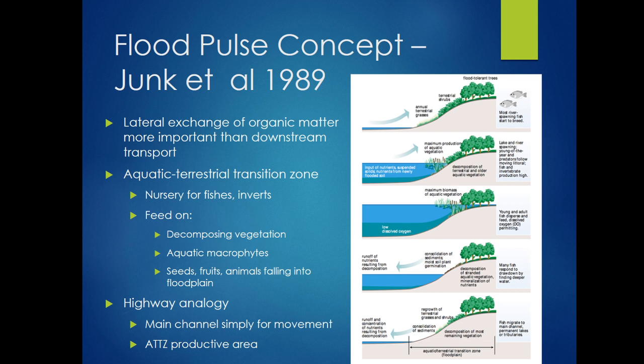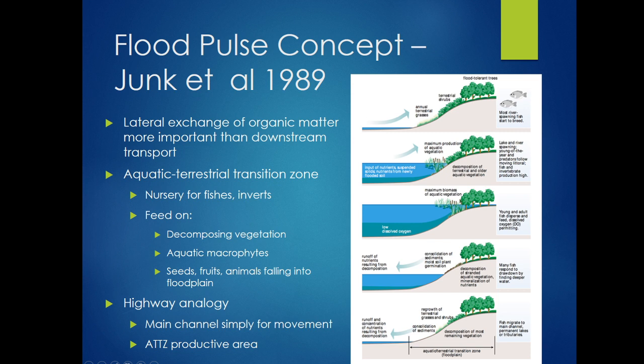The flood pulse concept. This is one of the PLQs that you should be looking at. So, written by Junk and others. And what they were doing is they were looking at tropical streams and looking at a lateral exchange of organic matter. So the RCC was looking at downstream transport of organic matter from headwaters down to large rivers, whereas Junk in the flood pulse concept is saying no, that's not what's important. What's important is this aquatic terrestrial transition zone where, as the river floods, the riparian area is really important because that's where all the action is, right? You have decomposing vegetation, you have aquatic macrophytes, you have a bunch of stuff falling into the floodplain that the organisms then can get at when the river floods.